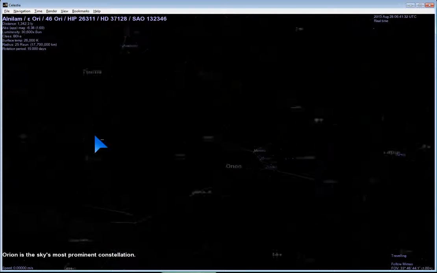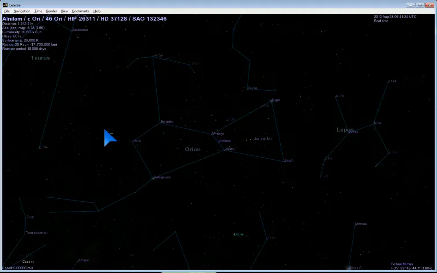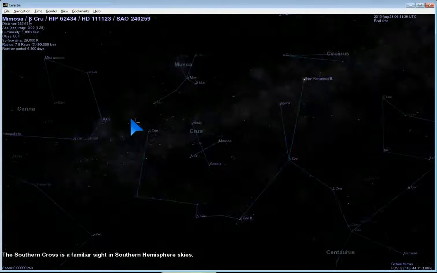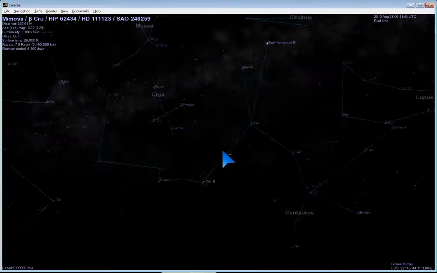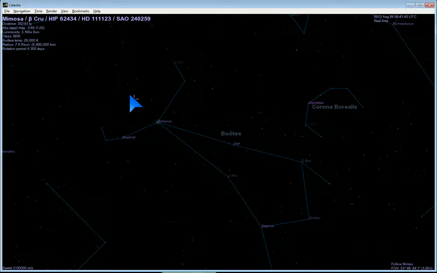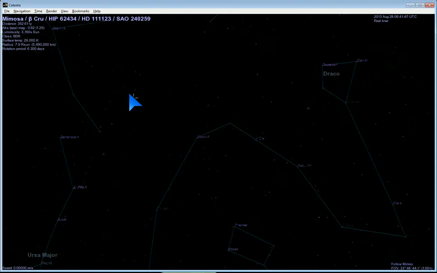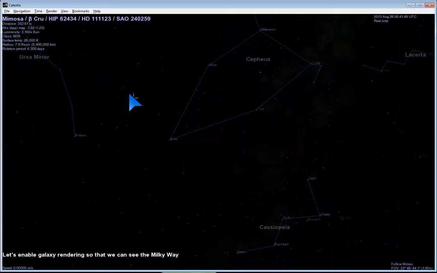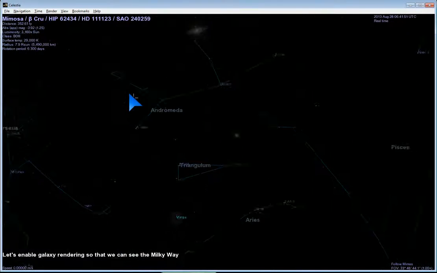And just like Stellarium, you can turn on constellation lines in Celestia. Here's the Southern Cross, Gemini, and back to the polar star.